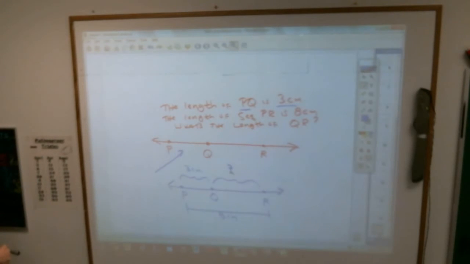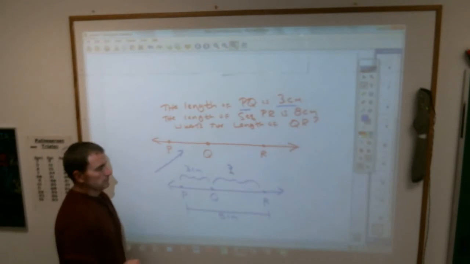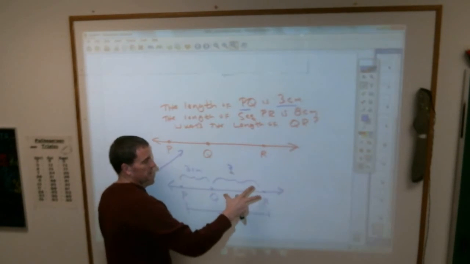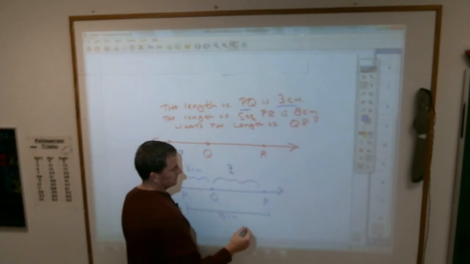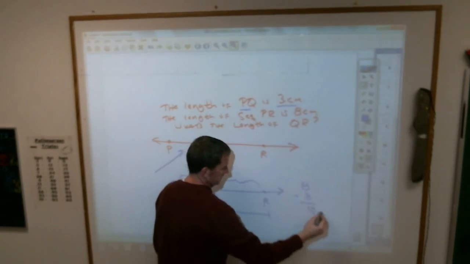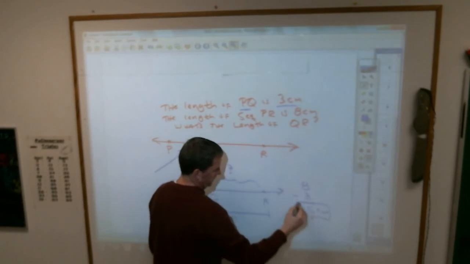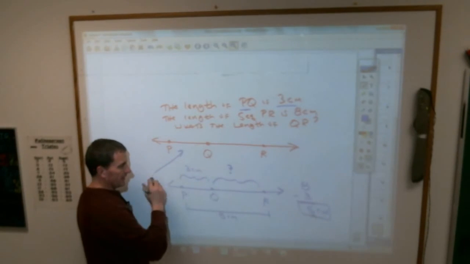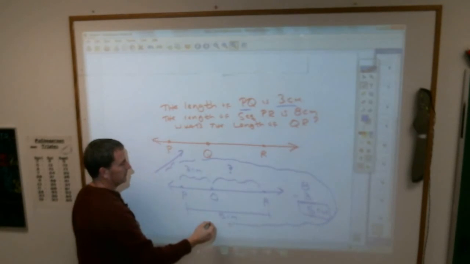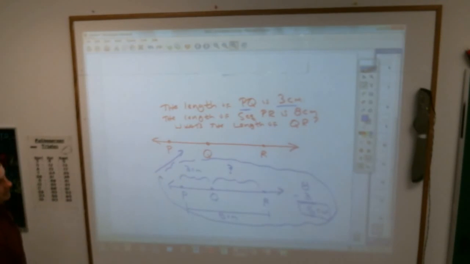How long would QR have to be? If the whole thing is 8 centimeters and this part takes up 3 centimeters, how long does that have to be? 5 centimeters. 8 minus the 3 is 5 centimeters. So this, children, I need to see this on your paper. It's not that hard, nor does it take that long. I definitely need to see that. That would always be a good thing.